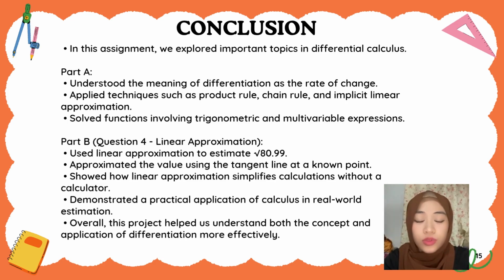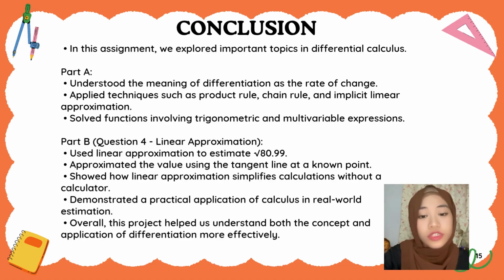In part B, we chose question 4 and applied linear approximation to estimate the value of the square root of 80.99. This method used the tangent line at a known point to approximate the value of a function near that point, showing how calculus can simplify complex calculation. Overall, this project strengthened our understanding of how differentiation is applied in solving mathematical problems, both in theory and in real-world approximation. It also enhanced our skills in explaining mathematical processes clearly through a video presentation format.